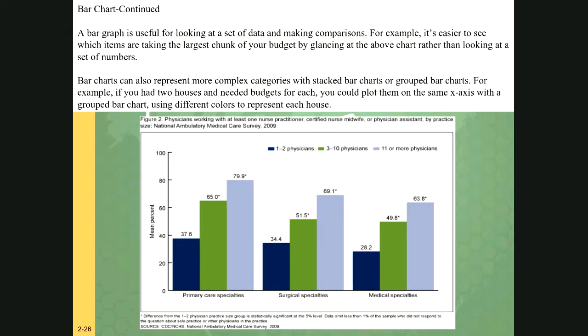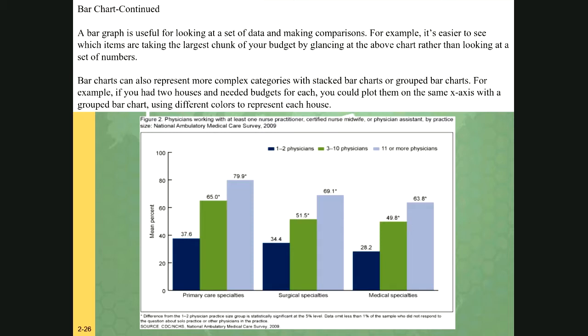Bar charts can also represent more complex categories with stacked bar charts or grouped bar charts. So for example, if you had two houses and needed budgets for each, you could plot them on the same x-axis with a grouped bar chart using different colors to represent each house. In this bar chart, we have physicians working with at least one nurse practitioner, certified nurse midwife, or physician assistant by practice size.